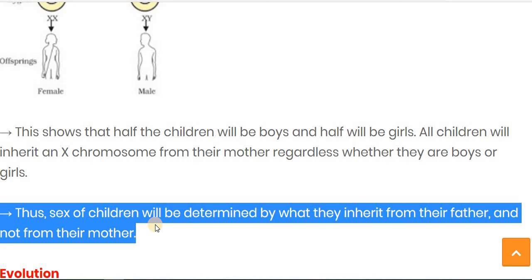Suppose the father gives the X chromosome to the female, then it becomes XX. That means the offspring becomes a female. Suppose the father gives the Y chromosome to the female, means to the X, so it becomes XY. So the next offspring becomes a male. So the determination is totally based on the father's chromosome, which kind of chromosome fertilizes the female egg. According to that, the offspring's gender is decided.